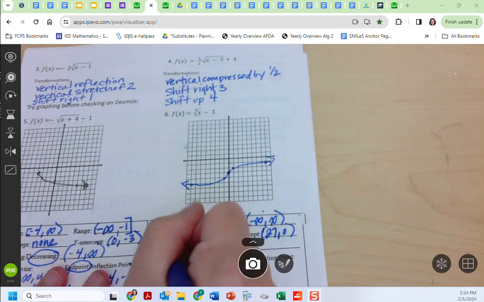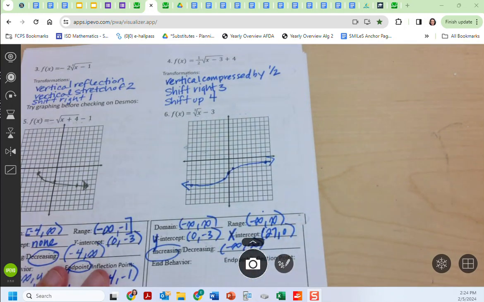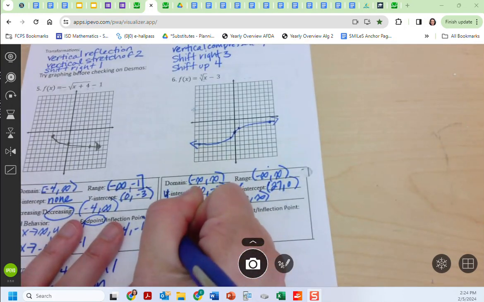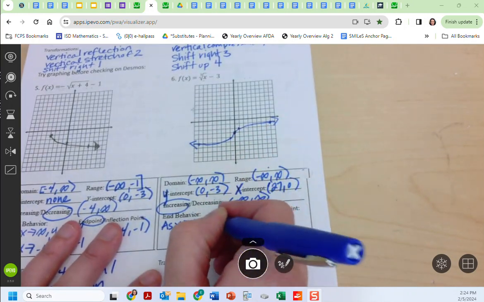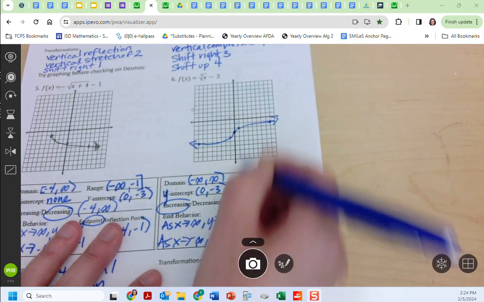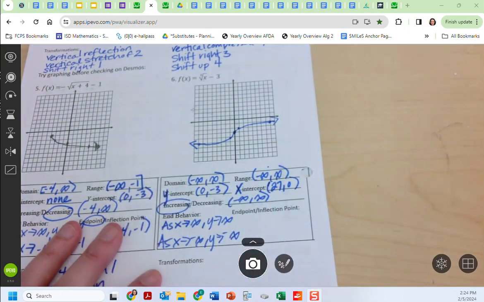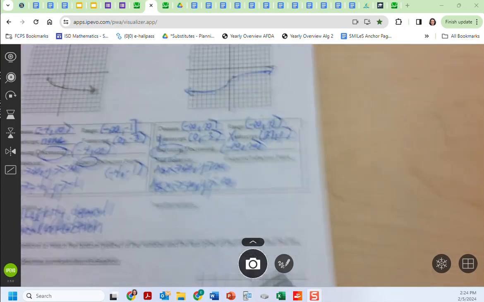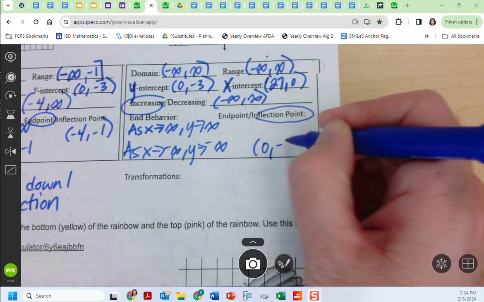The entire graph is increasing, so it's increasing over the whole domain, -infinity to infinity. And your end behavior is just kind of the most boring end behavior because we've had it on a lot of problems. As x goes to infinity, the y is going up, so y goes to infinity. And as x goes to -infinity, the y is going down to -infinity. Does this graph have an endpoint or a point of inflection? Point of inflection at 0, -3.